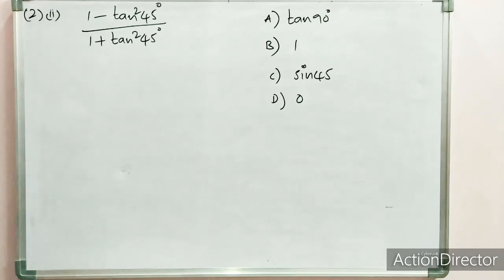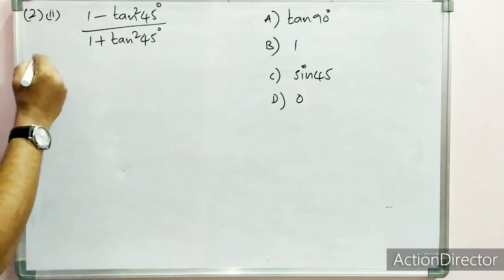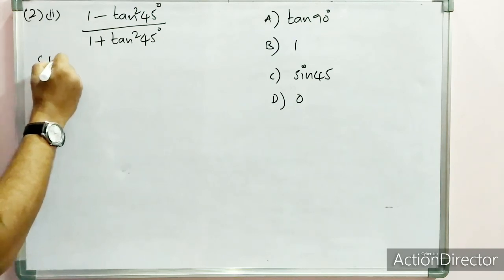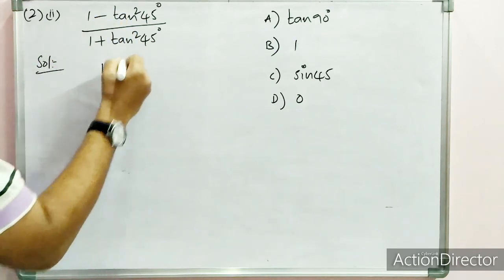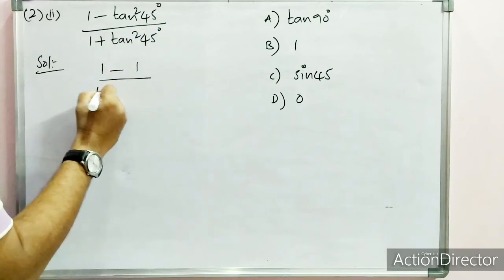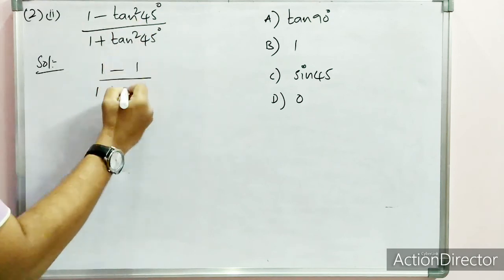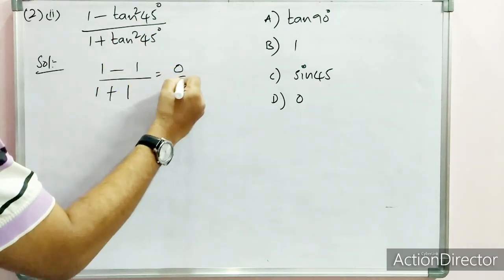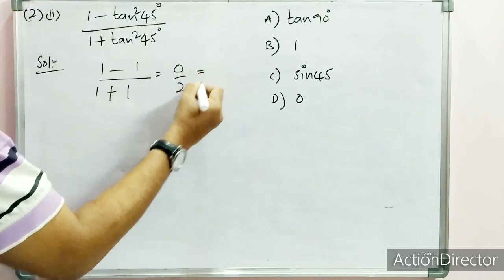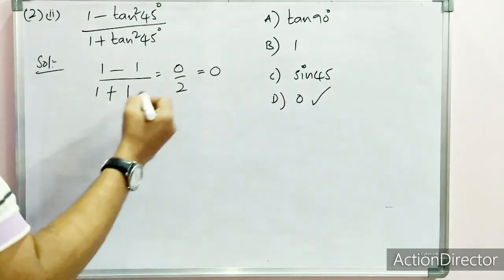Now question number 2 is 1 minus tan square 45 by 1 plus tan square 45. You see 1 minus tan square 45 is 1 square, that is 1, by 1 plus tan square also, that is tan 45 is 1, 1 square is 1. It will become 0 by 2. 0 by 2 becomes 0. So the option is C here.